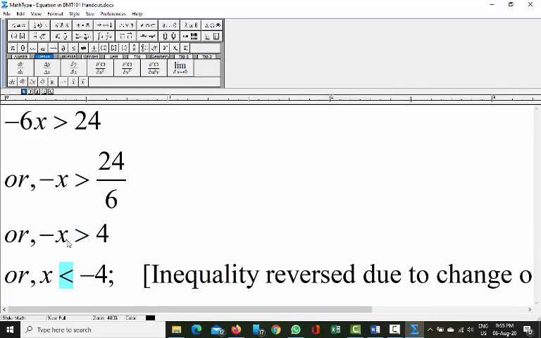I am saying again, we are changing the sign on both sides. It was minus on the left hand side, we are getting a plus on the left hand side. And since the sign changed on the left hand side, the sign on the right hand side will also change. Here the sign is plus, it will become minus. Since we have changed the sign on both sides, the relationship will change. It was greater than, now it will become smaller than. So that's the answer.